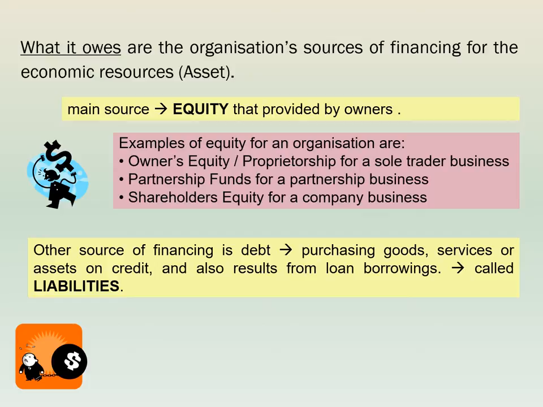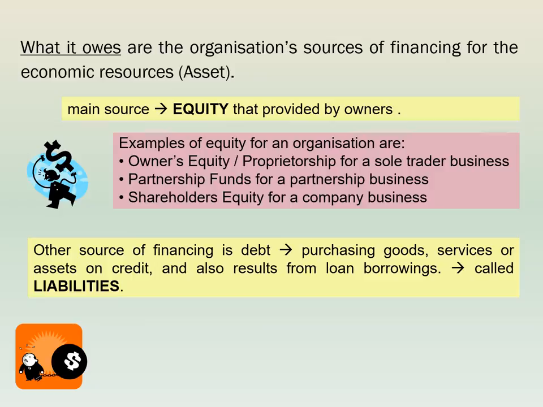Just now we said with equity, the business owes to the owners. Debt means the business owes to other people, not the owner. If we owe to the owner, we call it equity. Other sources of financing, for example, are when we purchase goods on credit, which means we promise to pay later, so actually we are in debt. Or from loan borrowings, we go to the bank and ask for a loan, and the bank agrees to give us money on loan. Those are what we owe somebody else.